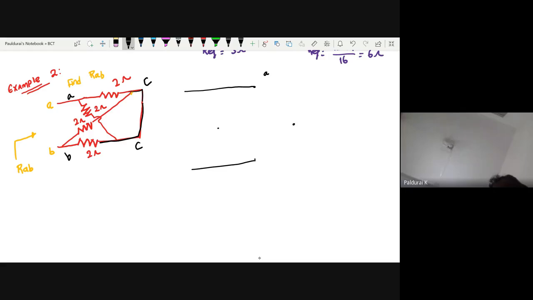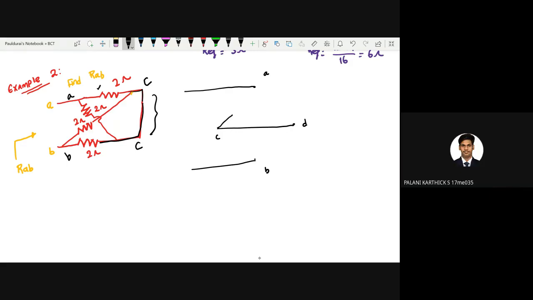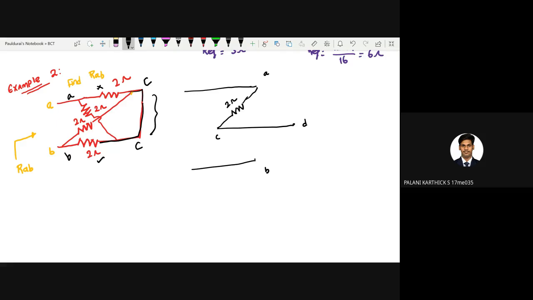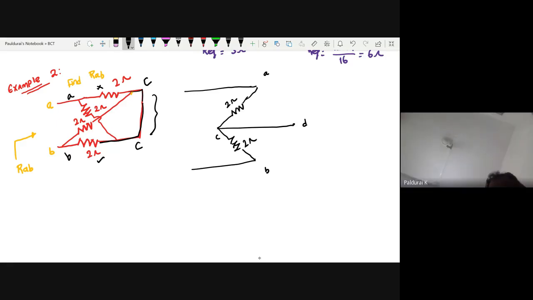So this is my A, this is my B, this is my C, this is my D. But between CD, there is no element, so C and D both are the same. Now coming to between A and C, I am having 2 ohm. Then this is over. After that, between BC, this one, 2 ohm. So this is over.